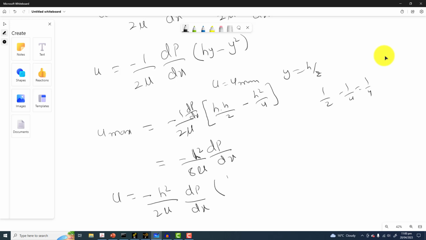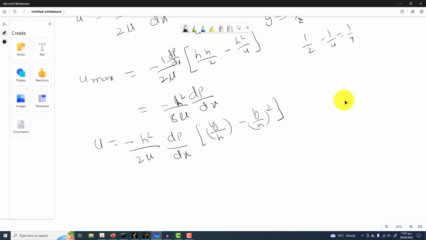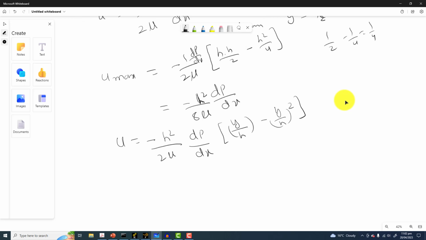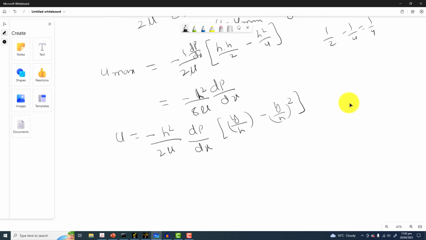So we have the y upon h, and minus we have y square upon h square. Y square upon h square, this is the y upon h whole square. Okay, and I can write down this equation in terms of u maximum. So let me write down this u in the u maximum, then we will convert this into u mean.